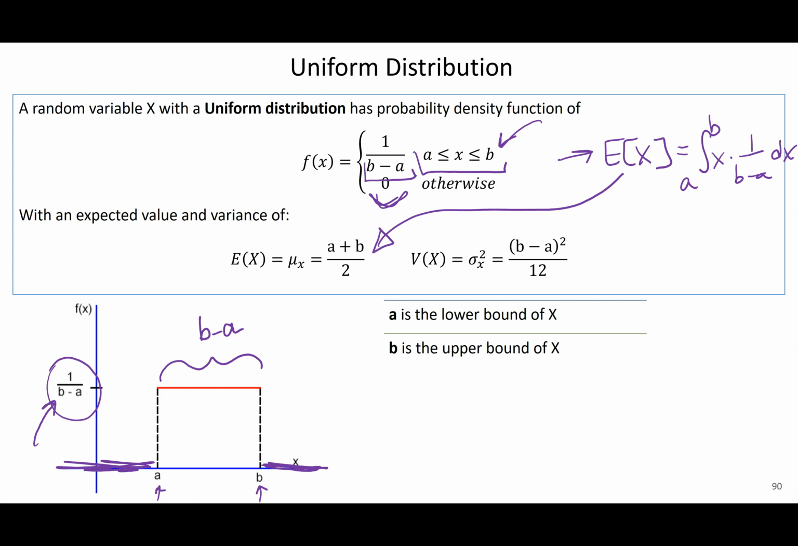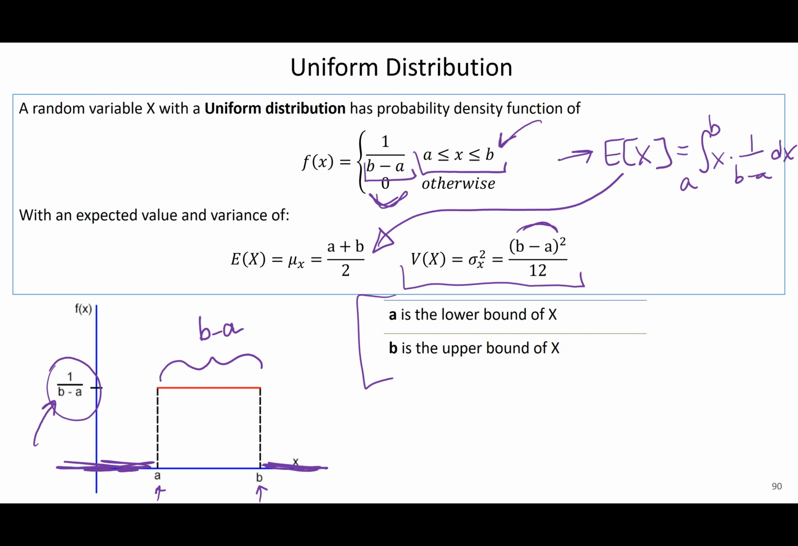And that's A plus B over 2. It's quite literally the average of your endpoints. It's pretty handy. Your variance is a tiny bit trickier, so you want to take that difference, B minus A, square it, and then divide by 12. There are some theoretical reasons why the number is 12. We're not going to go into that in this class. Just know there is a reason.